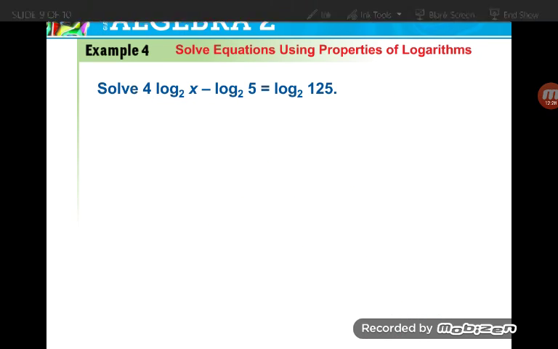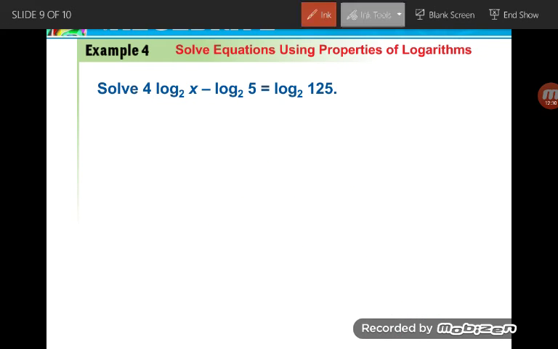In this part, we will learn how to solve a logarithmic equation. We have 4 log x base 2 minus log 5 base 2 is equal to log 125 base 2. How can we solve this equation? To solve this equation, you have to make the left hand side only one logarithm. So step number 1, you have to move 4 backward to be the power of x.